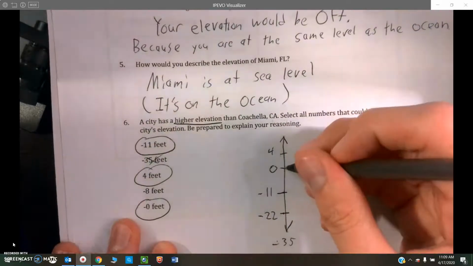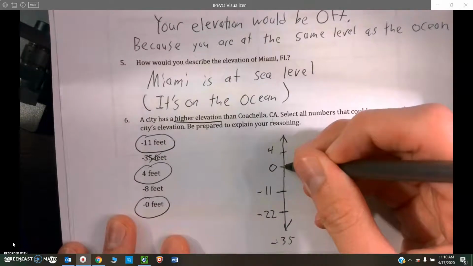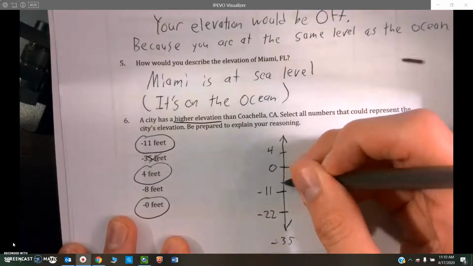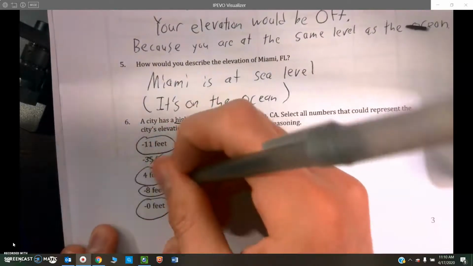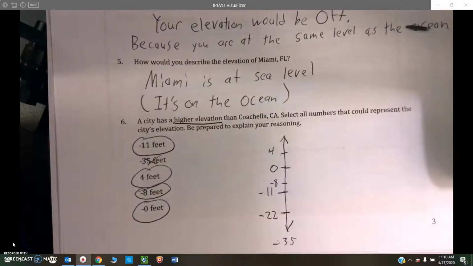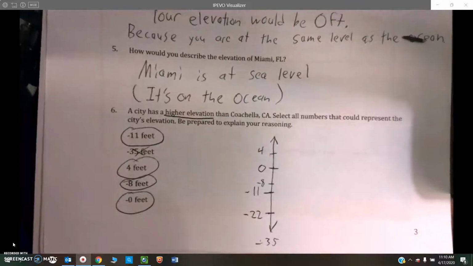And negative 8, so once again, if I'm at sea level, negative 8 is below sea level, and that would be about here. So all of them except for negative 35 feet would have a higher elevation than Coachella.